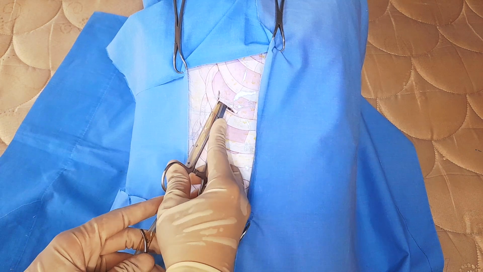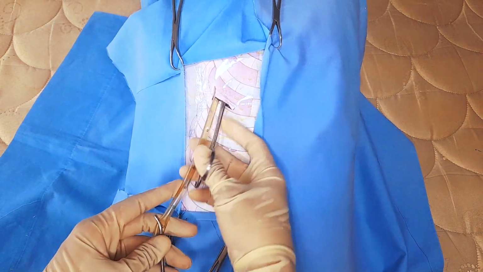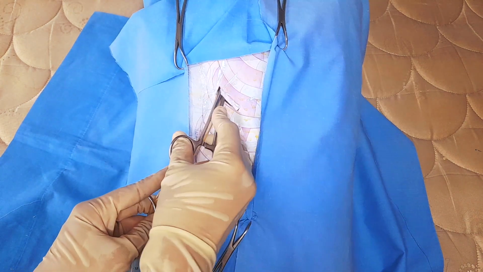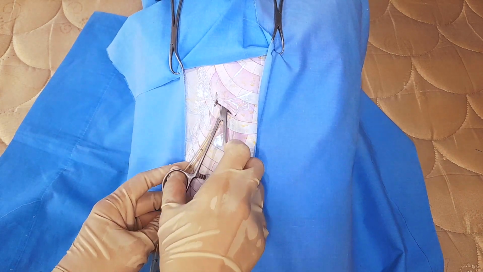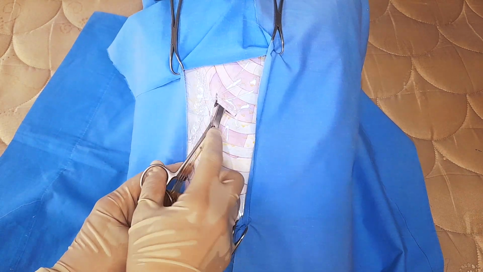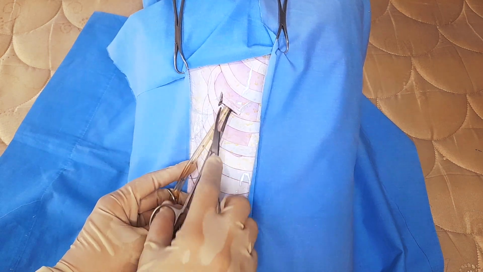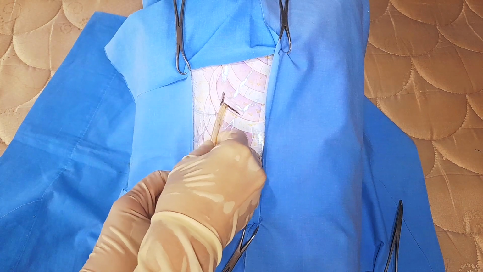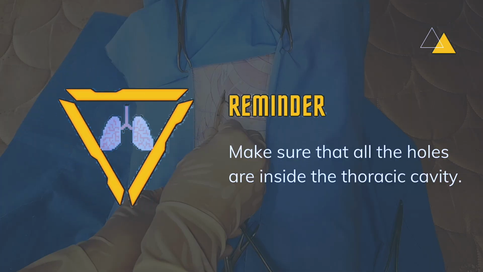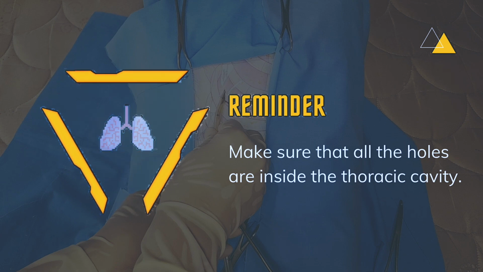Carefully insert the tube with the aid of the Kelly forceps inside the tract. If you meet resistance, remove the Kelly clamp and insert the tube further by rotating it inwards the tract. Reminder: make sure that all the holes are inside the thoracic cavity.